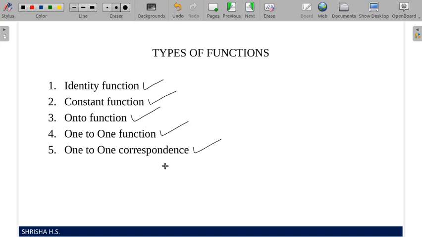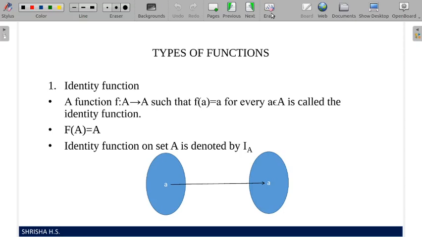In this video, we will study how these types of functions behave, and also we'll solve some problems to understand these functions. So let's start with the first one, identity function.